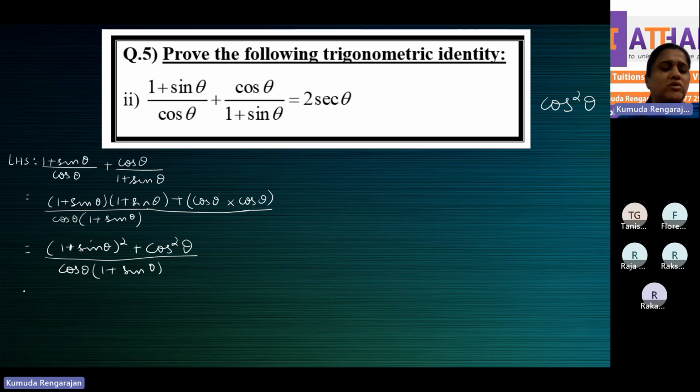Now, what do you think you can do in the numerator, children? Whatever is your intuition, tell me. What do you think you can do? You need to keep working, right? You need to do something in the next step, meaning some change in the next step. So what can be done?